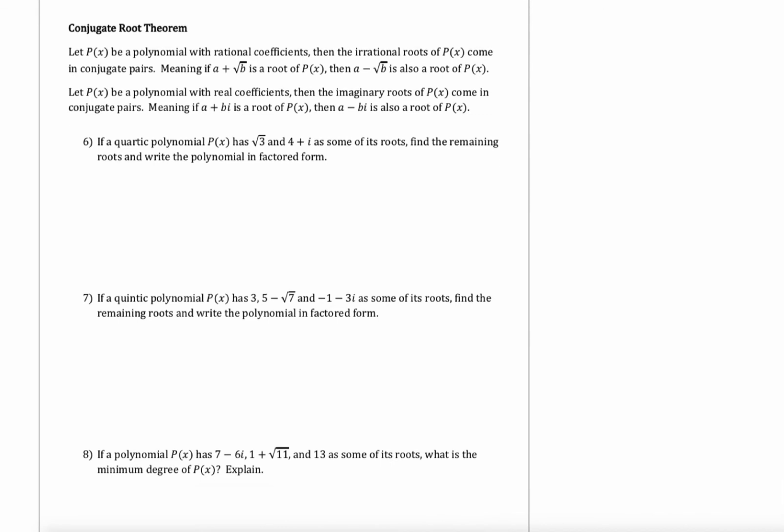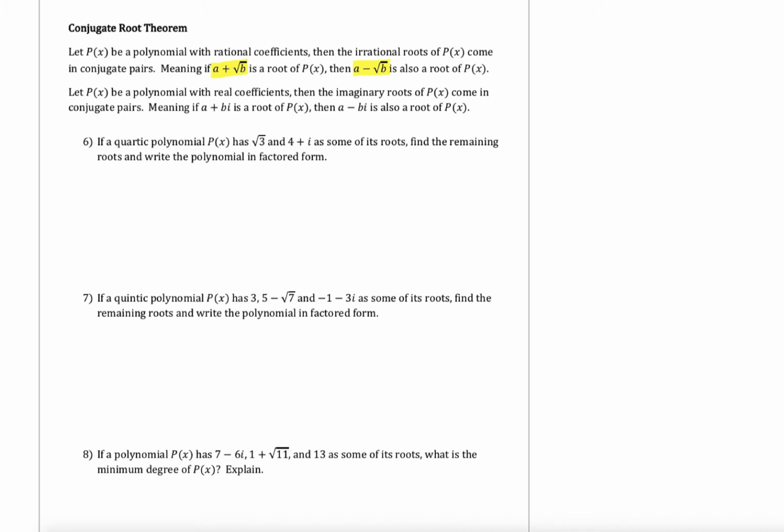Theorem, and that's called the conjugate root theorem. What the conjugate root theorem says is: let p of x be a polynomial with rational coefficients, and then the irrational roots of our polynomial p of x come in conjugate pairs. And what that means is that if a plus the square root of b, which is an irrational root because of the square root symbol, is a root of a polynomial, then a minus the square root of b is automatically a root as well.